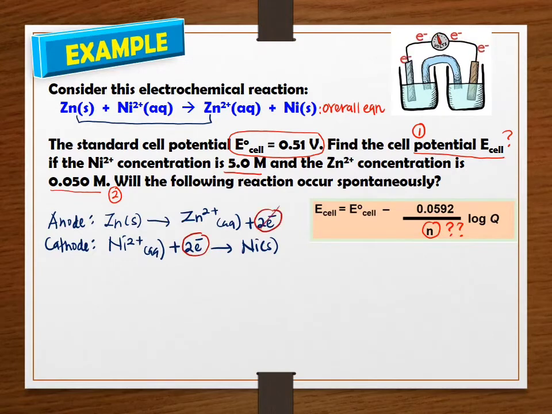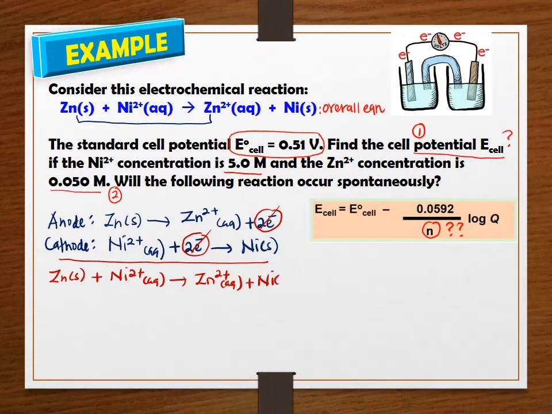So bila you cancel out this electron, baru you dapat overall equation which is zinc solid plus nickel 2 plus aqueous produce zinc 2 plus aqueous plus nickel solid. Okay, so we already know that the number of electron needed here adalah 2 electron. Baru you boleh tahu N dia berapa. 2 electron. Nampak? Okay, so sebab tu you kena buat half cell equation. Okay guys, next kita pergi kepada calculation of cell potential.